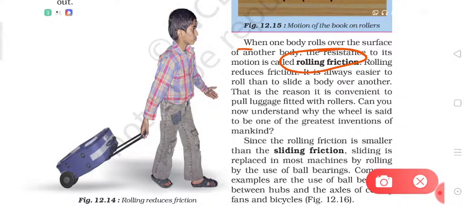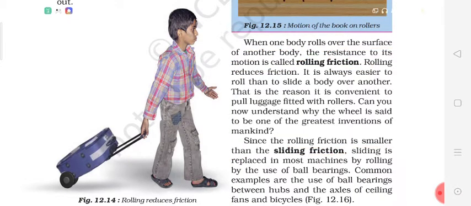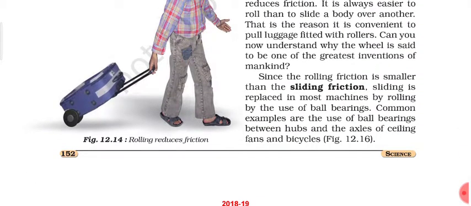What is written? When one body rolls over the surface of another body, the resistance to its motion is called rolling friction. This means rolling friction is always smaller than sliding friction, and that's why whenever sliding friction is replaced by rolling friction, there is a lesser amount of friction.